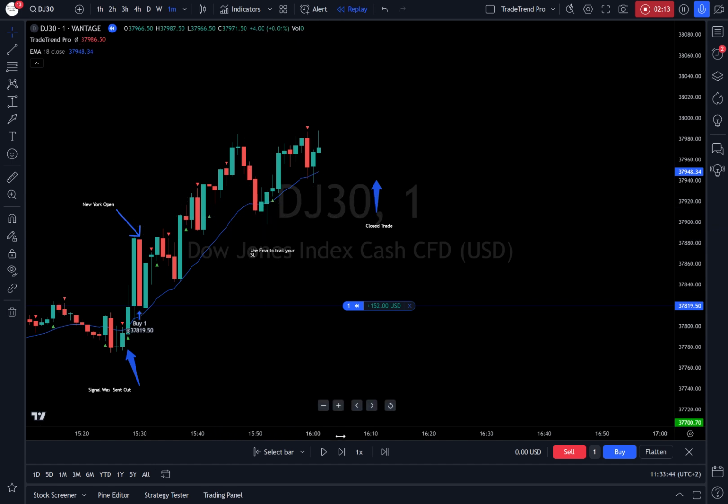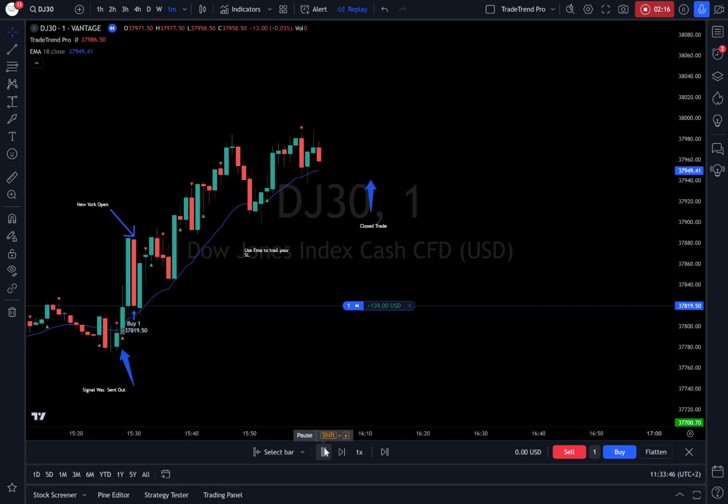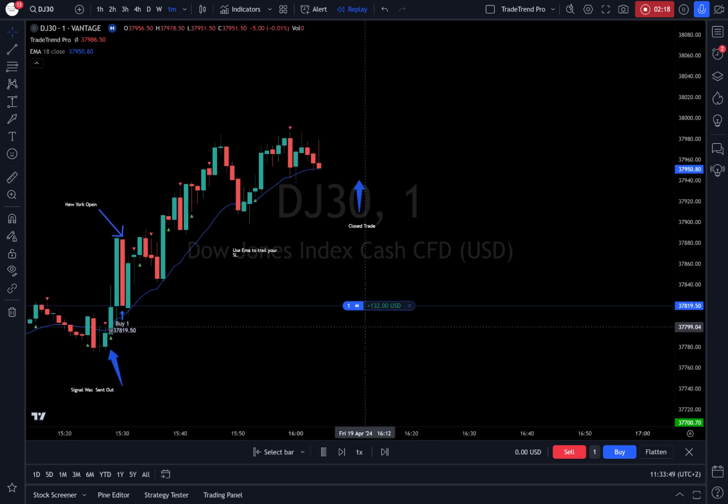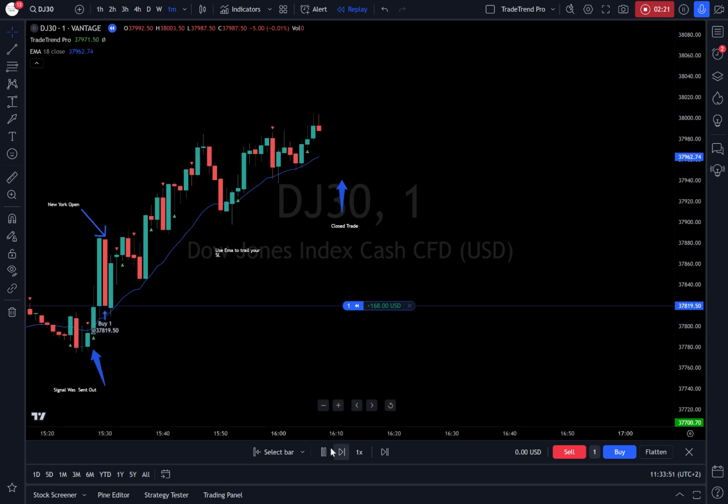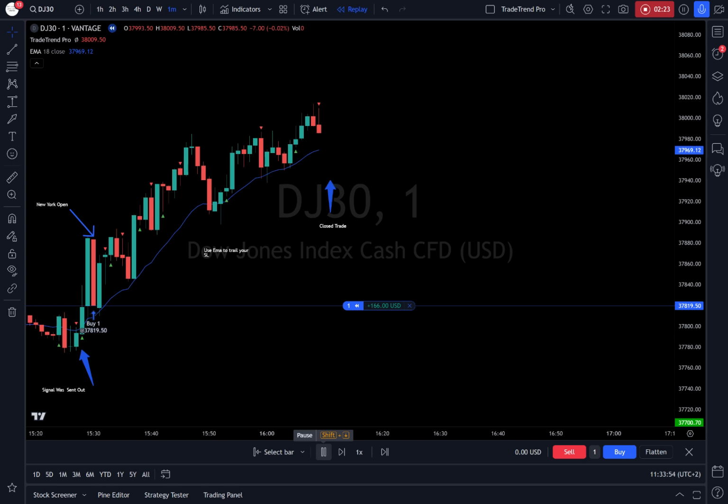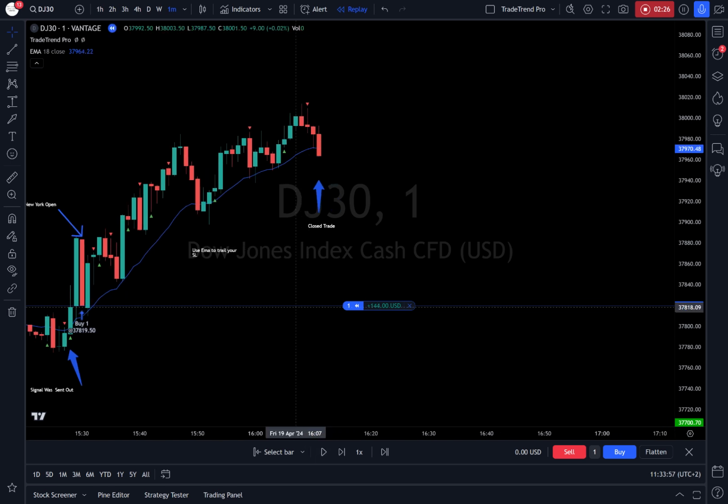I'm going to play it here. You see the running profit here. Now, here is one sell signal. You could have closed it here since you have a candle that is really weak. Since it's really weak here, you had a sell signal and you had a nice support here.